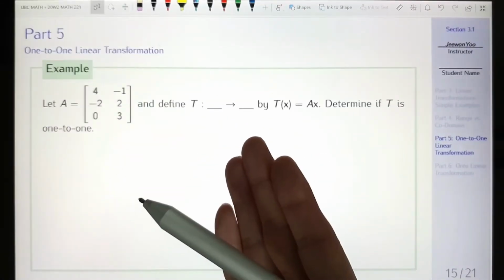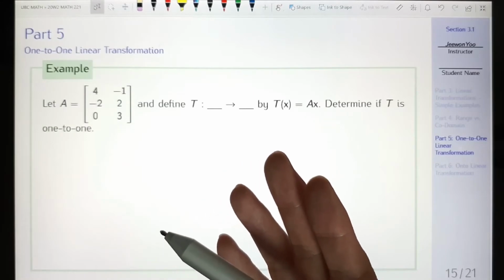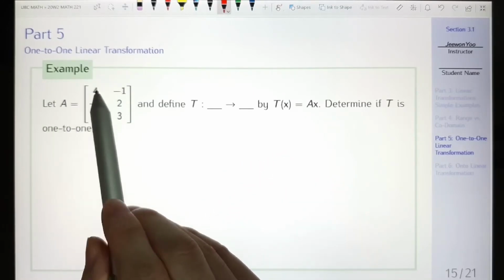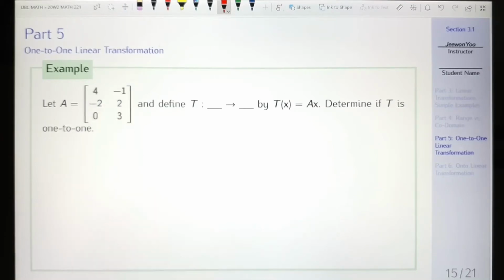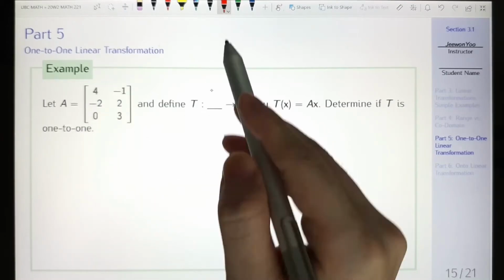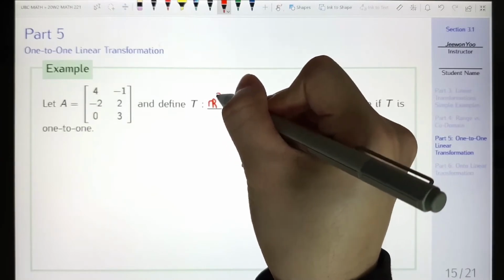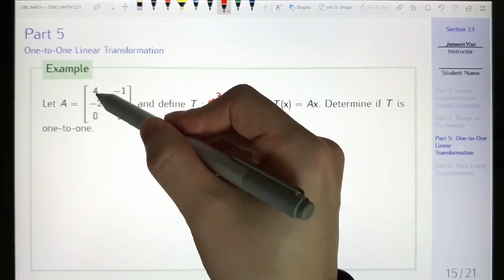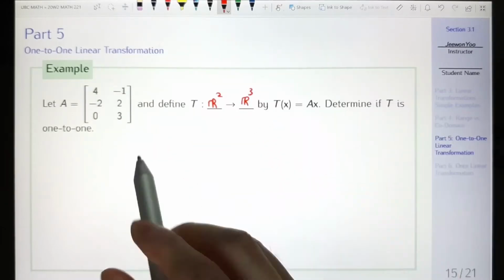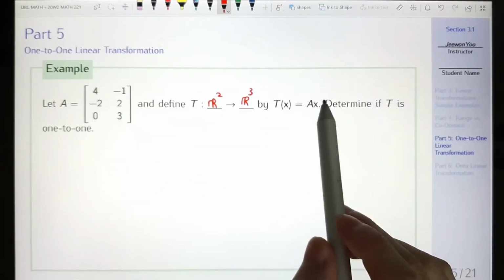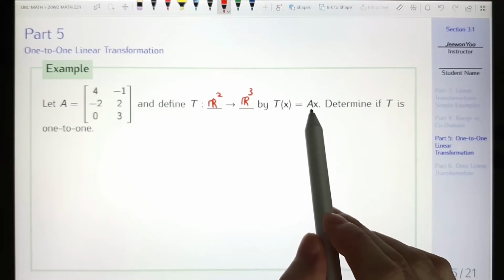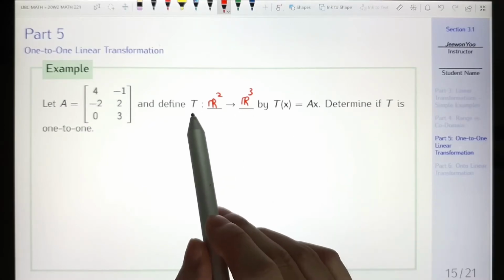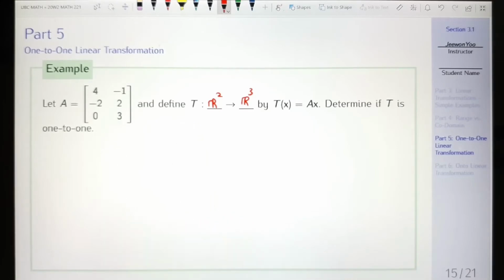Here's the last example about one-to-one linear transformation. Suppose we have a matrix A, a 3 by 2 matrix, where the domain is R2, because we have two columns. The codomain is R3, because we have 3 rows, defined by the product A times X. Determine if this transformation T is one-to-one.